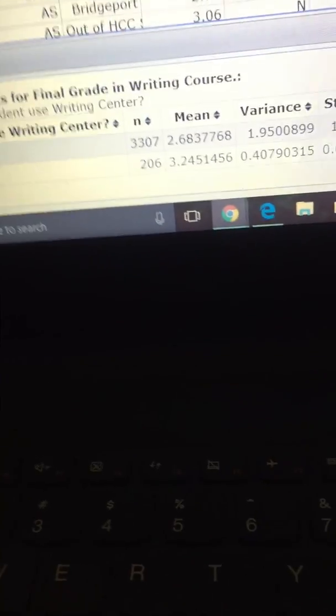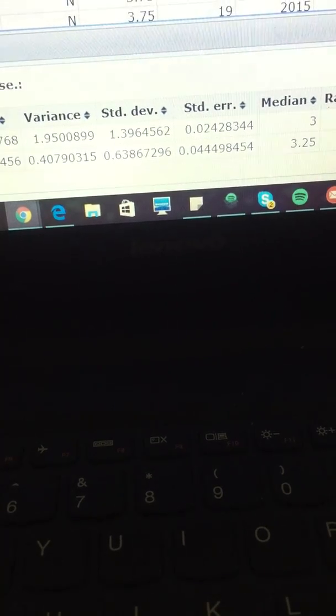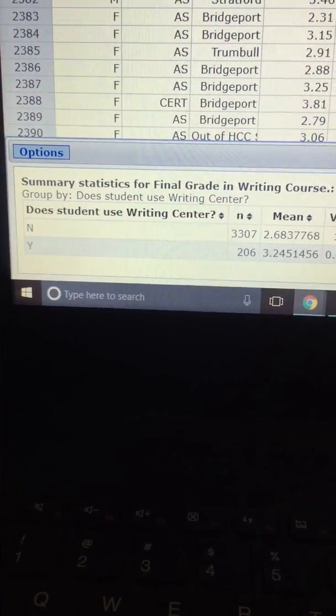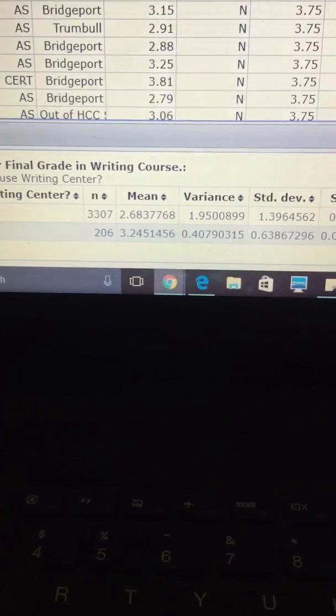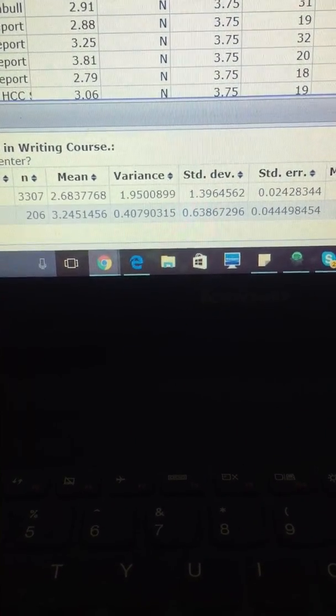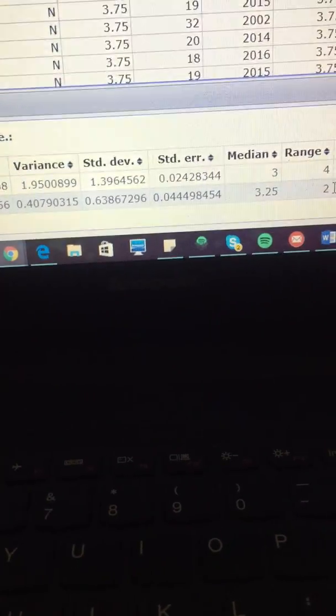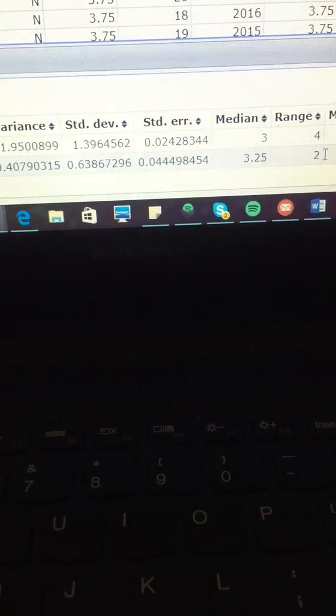The number of students who do not go to the writing center is 307. The mean of the group is 2.684 rounded, and the standard deviation is 1.396. For those who do go to the writing center, the number of students is 206. The mean for that group is 3.245. The standard deviation is 0.639 rounded. All these numbers are rounded.